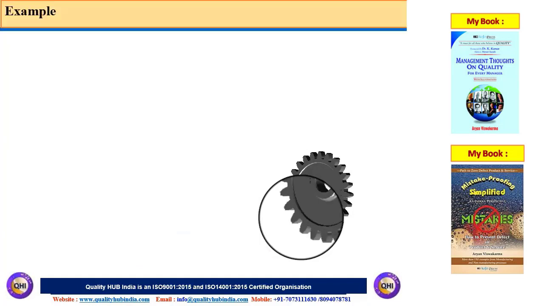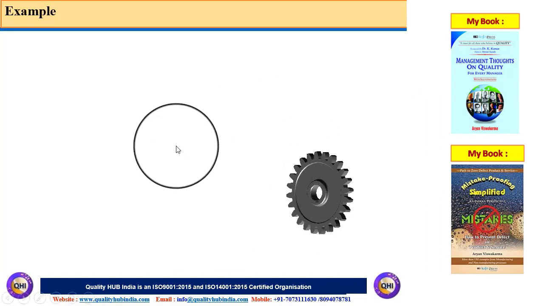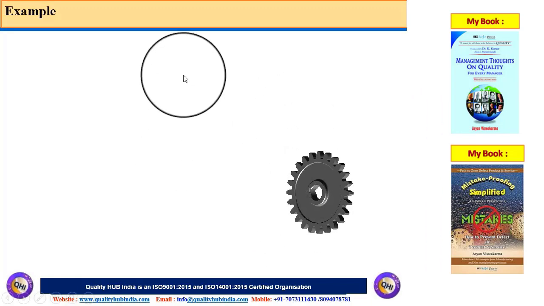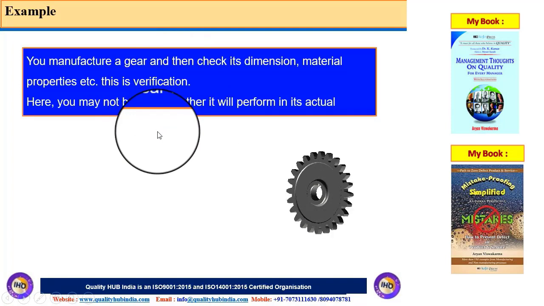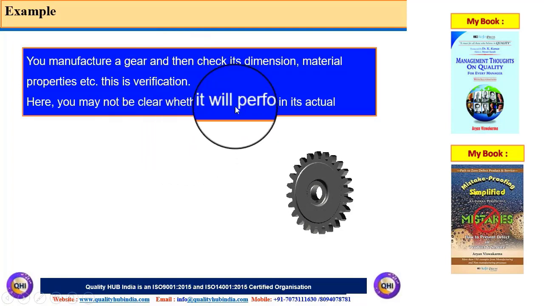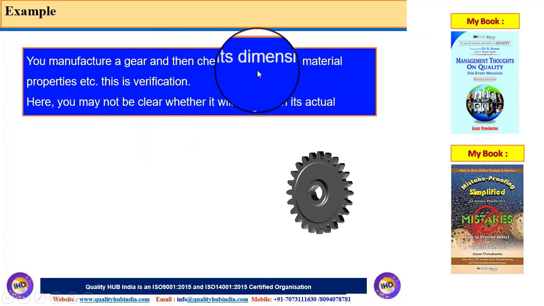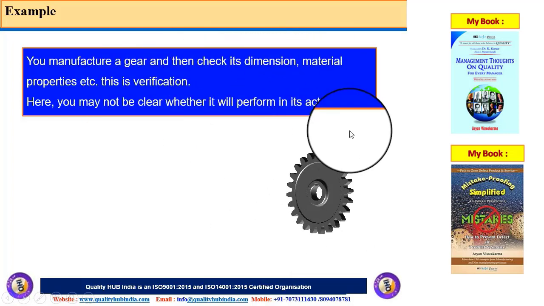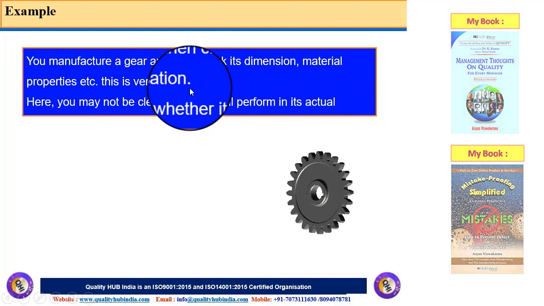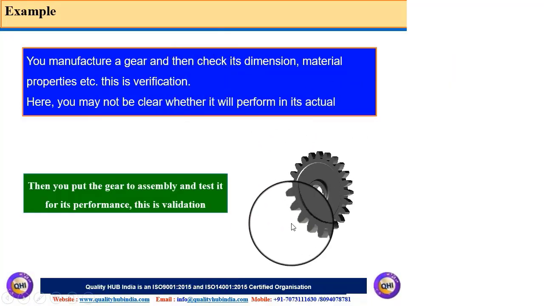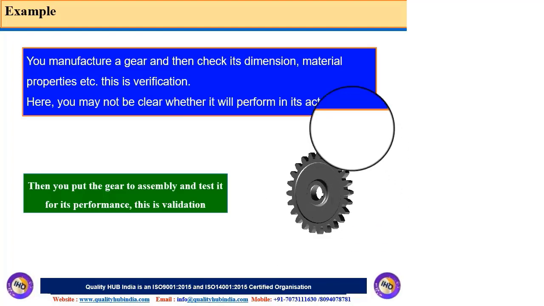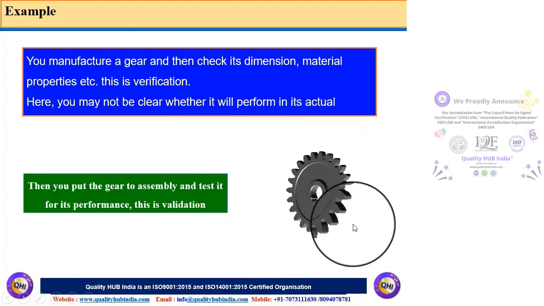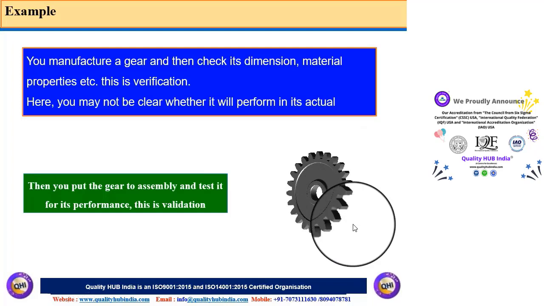Now let's take a couple of examples to understand verification and validation in more detail. So the first example is for a gear manufacturer. If a gear manufacturer verifies the dimensional properties or metallurgical properties of a part or gear, then we can say he is doing verification. When we subject the gear to the actual condition, which means that the gear is assembled in a gearbox and we use the gearbox in the vehicle, or it is subject to the actual testing, then we will be calling it validation.